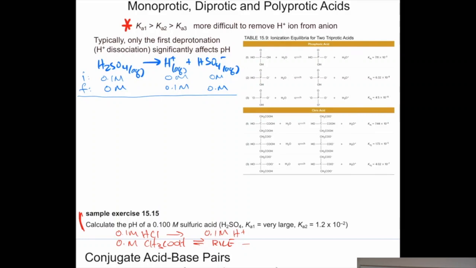We know that there's another reaction. So now we need a RICE table for that one. So let's do the second reaction. That's going to be hydrogen sulfate ion in aqueous solution in equilibrium with a hydrogen ion in aqueous solution plus the sulfate polyatomic ion in aqueous solution.